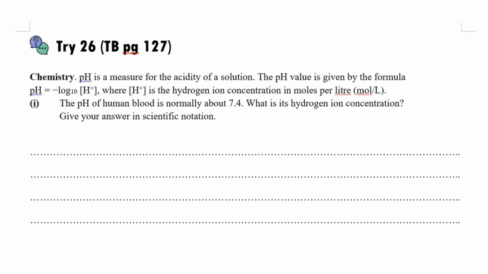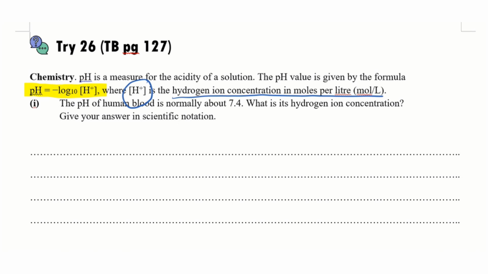Then the pH value is given by a particular formula, which is pH equals negative log base 10, and then there is this square bracket and then H plus. This square bracket with H plus is actually just a symbol to represent the hydrogen ion concentration. You will study more about that in your chemistry further on in the year, or maybe some of you have already covered it. I'm not too sure about that.